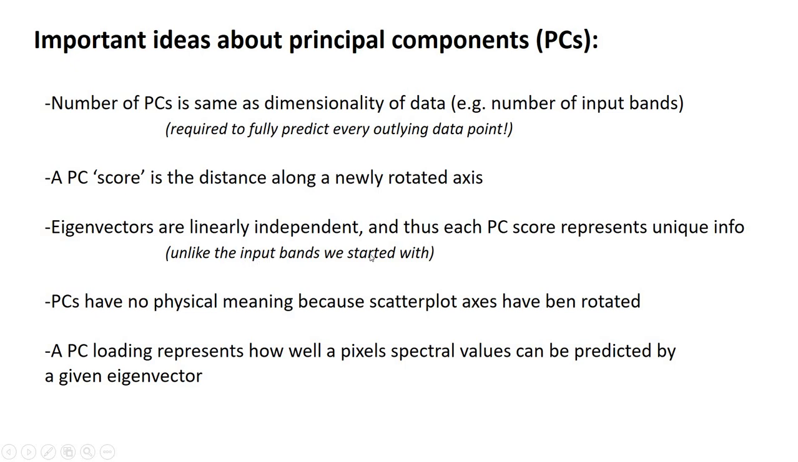And that's very different than the bands we started with, right? In satellite imagery, it's almost always the case that a bright pixel is going to be bright in all 3 visible bands, right? And so often you don't need all 3 of those visible bands in a classification scheme because they're basically giving you the same information. So with principal components, we can kind of throw out a bunch of those collinear bands. Principal components have no physical meaning because the scatter plot axes have been rotated, so they have no physical interpretation.